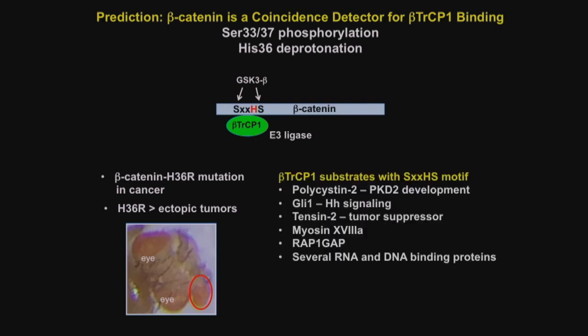So beyond beta-catenin, this is very interesting because beta-TrCP has a number of other substrates that bind through this motif of an SXXHS. So we're going on and testing those.